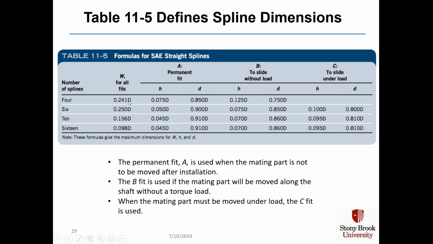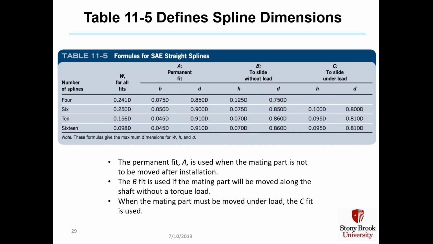The number of splines in this table is either 4, 6, 10, or 16. The table shows all the dimensions, capital W, small h, small d, as a function of the large diameter D. And there's 3 types of fits, A, B, and C. Use fit A, the permanent fit, when the shaft and the hub are not to be moved after installation, meaning it's going to be a very, very tight fit.